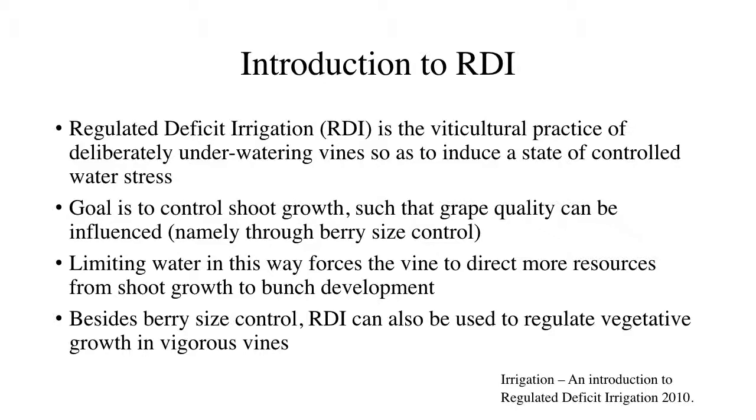Limiting water in this way forces the vine to direct more resources from shoot growth to bunch and cluster development. Besides berry size control, you can also use regulated deficit irrigation to regulate vegetative growth in vigorous vines.